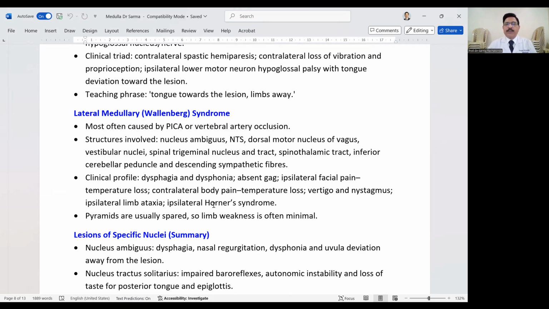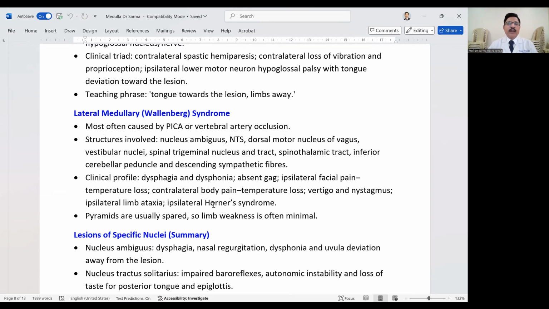Then what will you get? Ipsilateral facial pain and temperature loss. Why? Because of the trigeminal nucleus and tract. You see the upper one, the upper line. Contralateral body pain and temperature loss. Why? Spinothalamic tract. Inferior cerebellar peduncle, vertigo and nystagmus. And descending sympathetic fibers produces ipsilateral Horner's, ipsilateral limb ataxia. Now, this is a very bigger syndrome compared to that one.